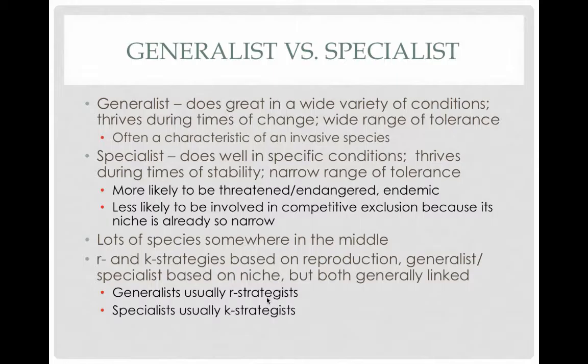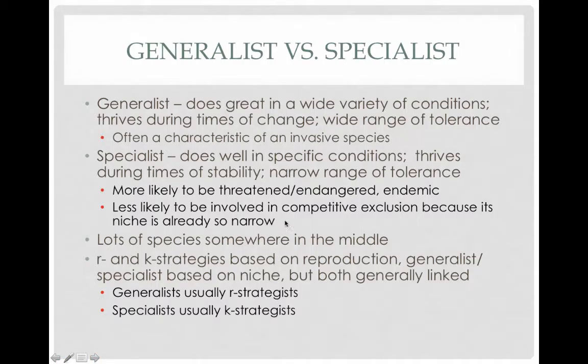Specialists do well when things don't change, in specific conditions, and they also have a narrow range of tolerance. They like this little tiny sweet spot, and if things vary too much, they're like, yeah, we're not good. They're more likely to be threatened and endangered. They're more likely to be endemic. They are less likely to be involved in competitive exclusion because their niche is already so narrow and they're so good at filling that niche.